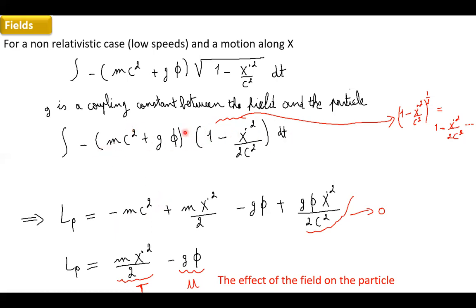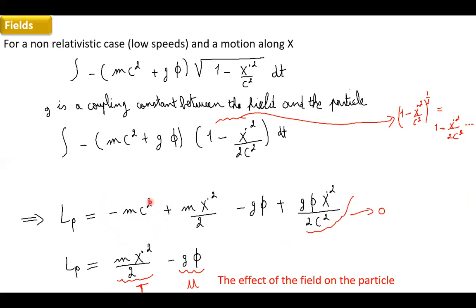So the Lagrangian is minus mc squared. Here we develop these two brackets. So it's minus mc squared plus m x dot squared over 2c squared times c squared, so you simplify by a c squared, minus g phi plus g phi x dot squared over 2c squared. Here is a quantity that is divided by 2c squared, so it tends to 0 if the velocity is low, and mc squared is just the rest energy that is not taken into account in the Newtonian cases.